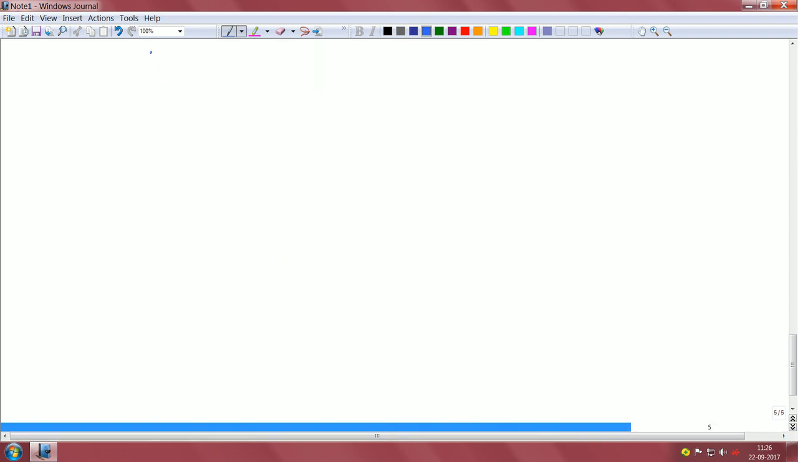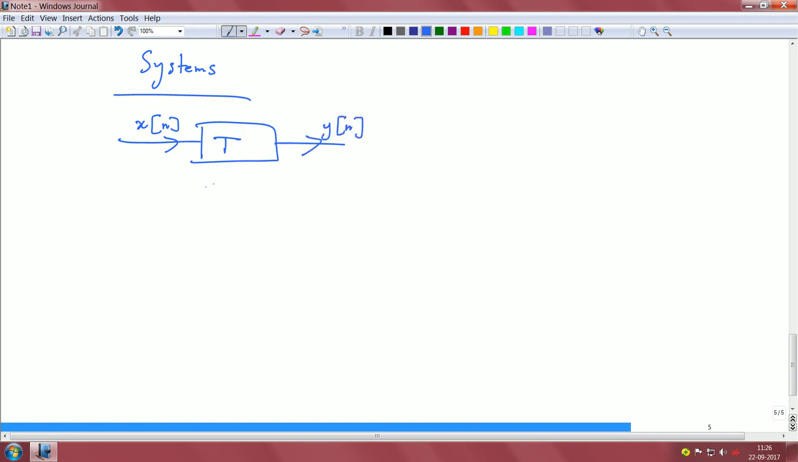Now, from a systems perspective, there is a differentiation between what a sequence is and what a system is. A sequence goes through a system. A system is basically, you can think about it as having an input sequence and it produces an output sequence, right. So, x of n is some input sequence, it goes through some system T and it produces this output y of n, and T is an instance of a system.